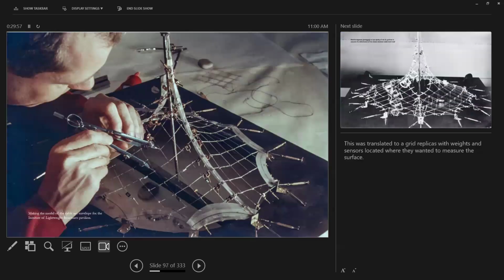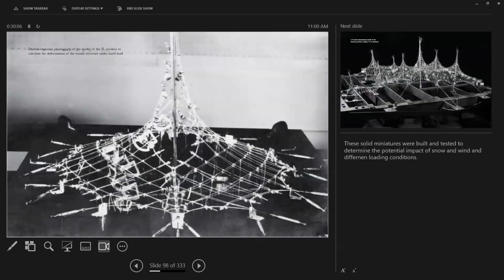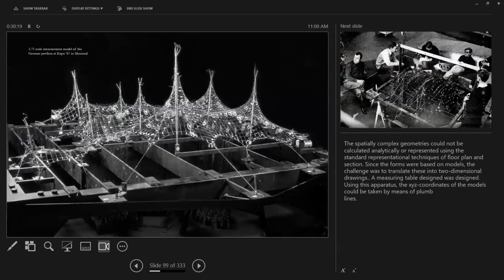So then they would make these tiny still models, and they would weight them, and they would photograph them as they changed. They would hang weights on them, photograph them twice, and get these overlapping time lapse images to see the actual loading under loading conditions.